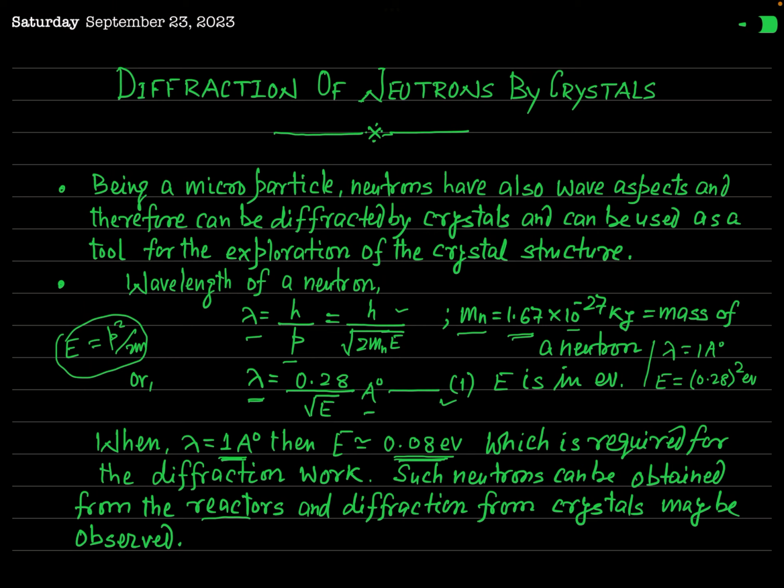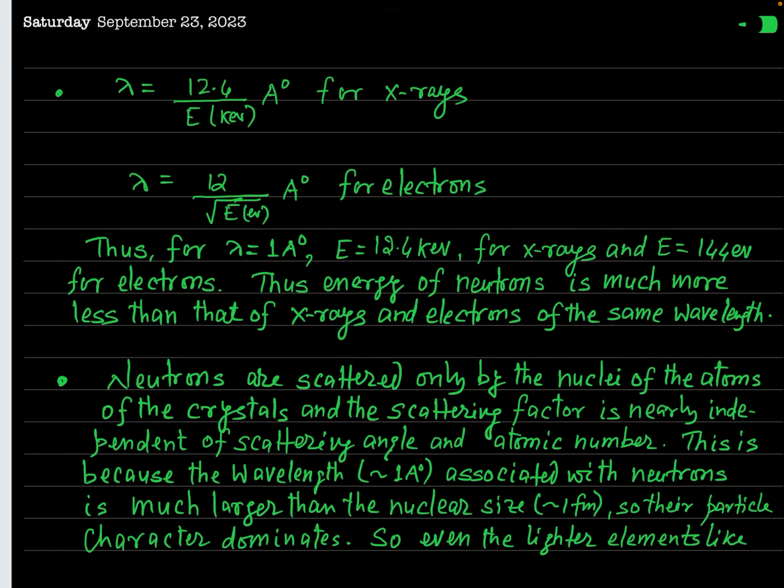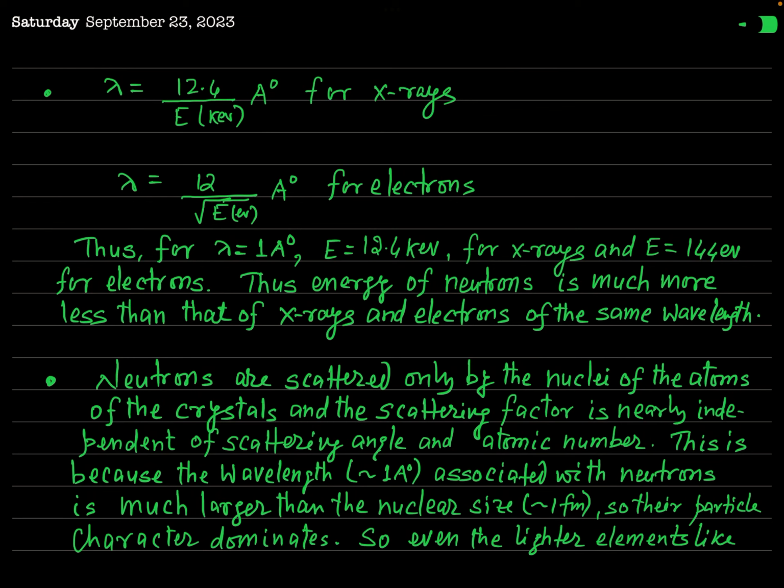Now in the previous lecture you have seen the relation between the wavelength and energy in case of X-rays and electrons. I am just repeating those results here for your convenience. You have seen that for X-rays, wavelength lambda is equal to 12.4 divided by E angstrom. But here E, mark it, is not in electron volt, but in kilo electron volt. When you write it in electron volt, then you have to multiply the numerator by 10 to the power 3. Then you can write E in electron volt.